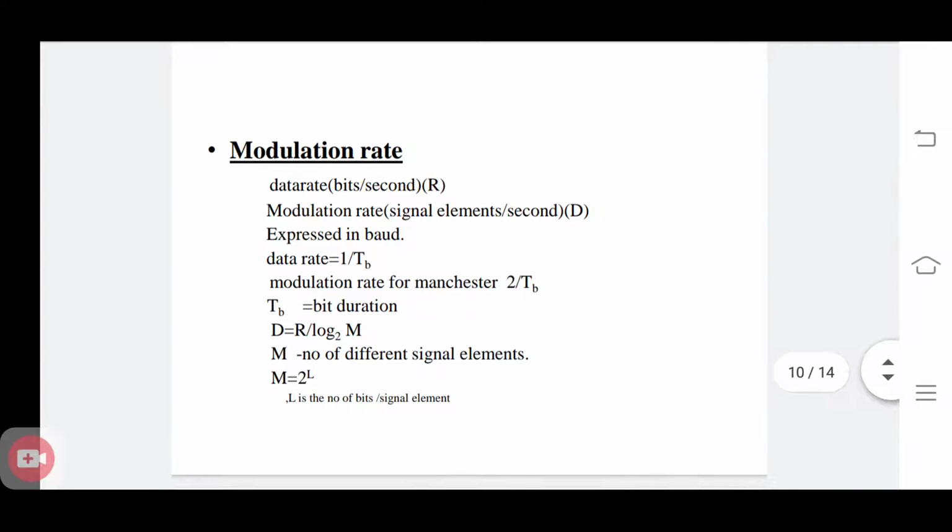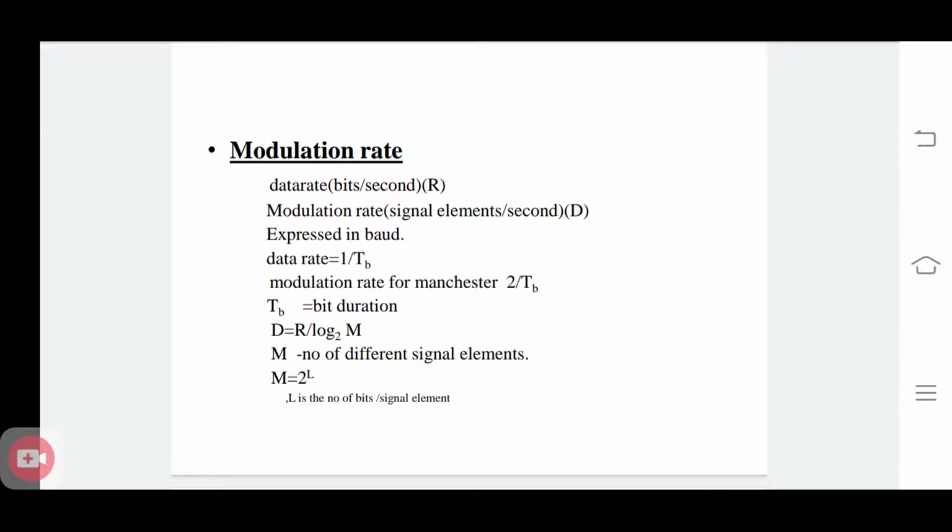Next, how to represent the biphase modulation rate. Actually, data rate is bits per second and the modulation rate is signal elements per second. That is, data rate is used for the digital data and modulation rate is used for the signals. The data rate can be represented as 1 by TB, and the modulation rate of Manchester can be represented by 2 by TB. What is actually TB? TB is the bit duration.